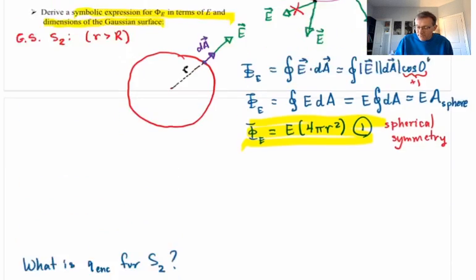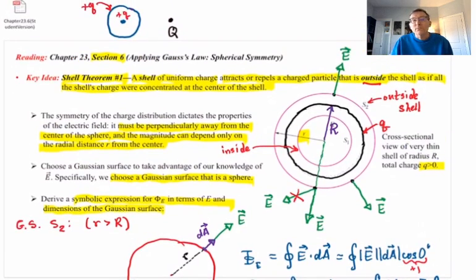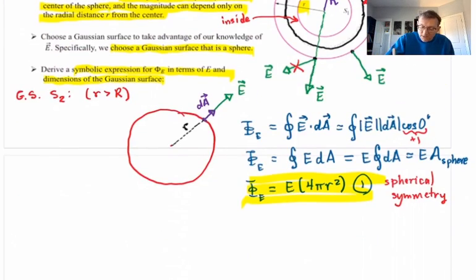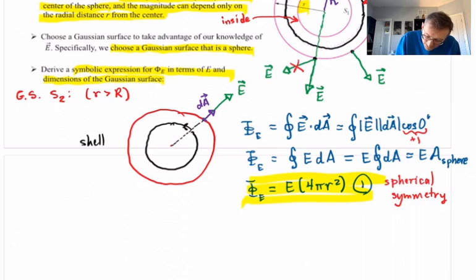Go back up to the picture of the shell. I'm looking at the Gaussian surface S2, spherical Gaussian surface S2. The shell is, you see where it is? I can also draw it down here. There, that's the spherical Gaussian surface S2. Now let me draw the actual physical shell, the thing you could touch. It's there. That's the physical shell that you could touch.